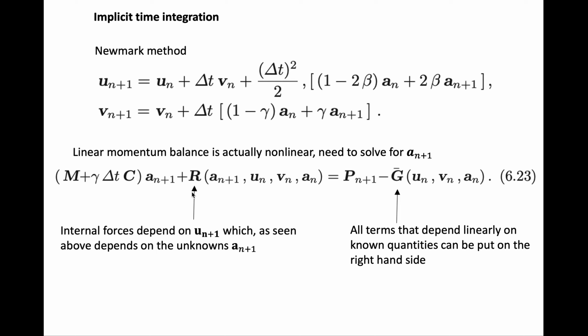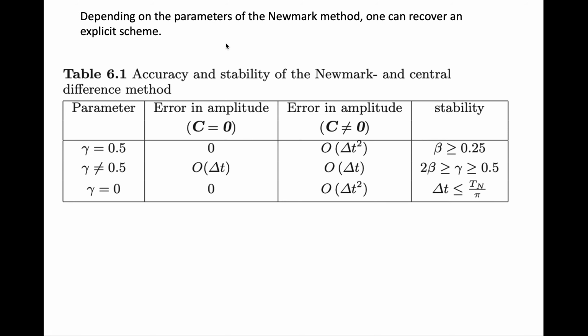So you need to solve this. How do you solve this? Usual Newton-Raphson scheme, solve for the accelerations. Depending on the parameters of the numeric method, one can recover the explicit scheme. For example, if you pick gamma equals 0, then you actually recover an explicit scheme. Otherwise, the optimal one would be gamma 0.5, and then you can see that there's no error in the amplitude when the damping is 0. There's a small error, of order delta t square, and then for stability you have to pick beta greater or equal than 1/4.